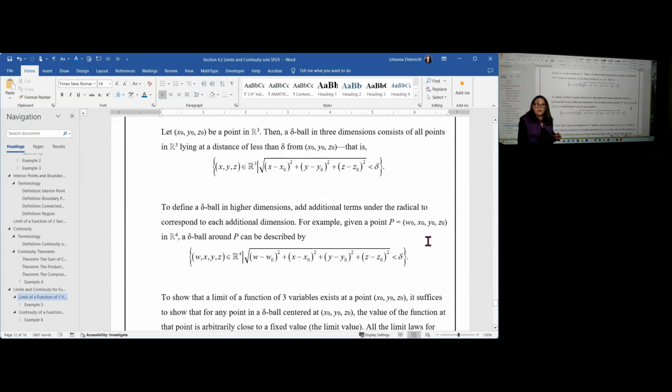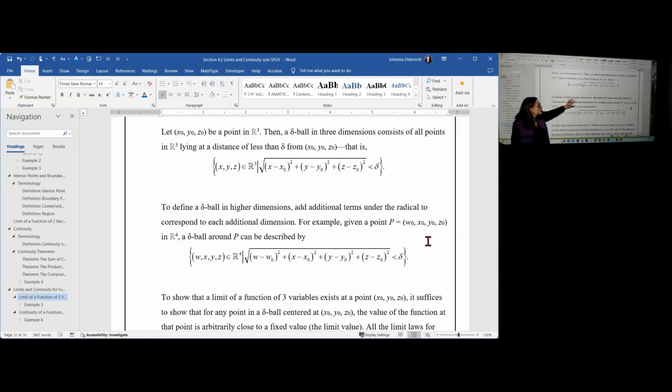We're going to start with an ordered triple, x naught, y naught, z naught, as some arbitrary point in 3-dimensional space, R3. Then a delta ball or a delta sphere in 3 dimensions consists of all the points in R3 that are less than delta away from that ordered triple, x naught, y naught, z naught. And we can give the distance with the square root of the equation of the sphere. And we can say that it has to be less than delta, where delta is some strictly positive value.